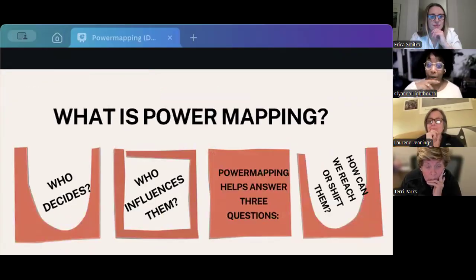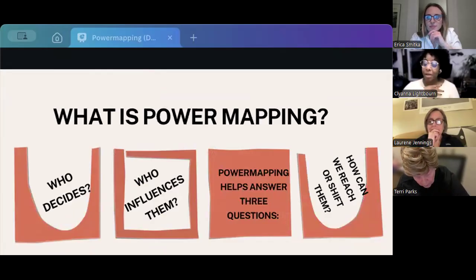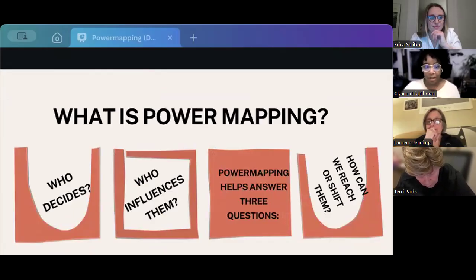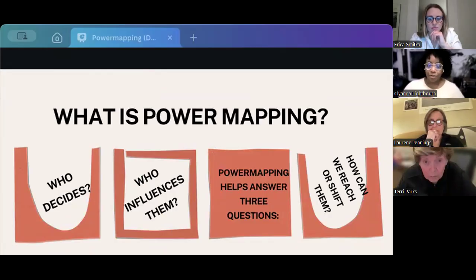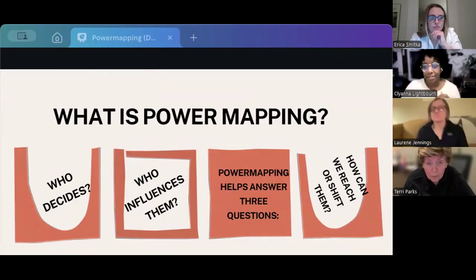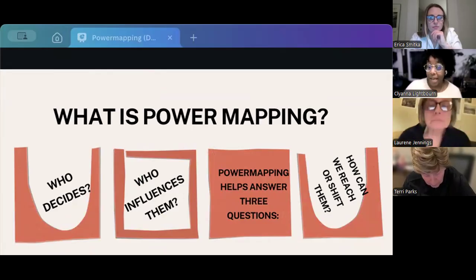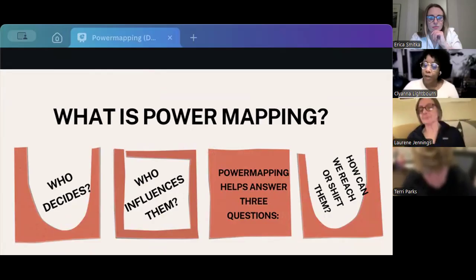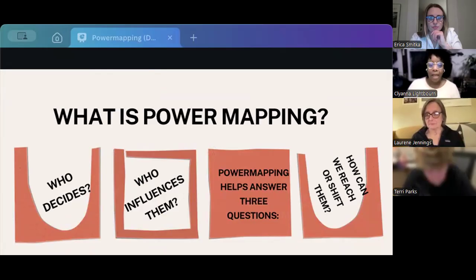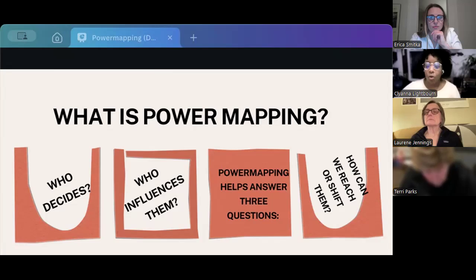So let's get into what power mapping is. Power mapping is basically a strategy snapshot. It's a way to make invisible power visible, to see where the strings are, to see relationships that impact decisions. In campaigns like DDDA, it helps us figure out who can move a bill forward, who shapes those people's thinking, and what paths we have to reach them. When we power map, we stop guessing and start organizing around real influence.